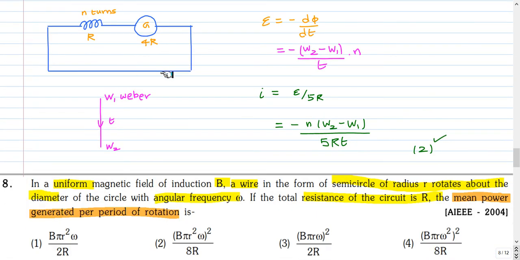This is the next question. In a uniform magnetic field of induction B, a wire in the form of a semicircle of radius r rotates about the diameter of the circle with angular frequency omega. If the total resistance of the circuit is capital R, the mean power generated per period of rotation is. You can pause and attempt this question.